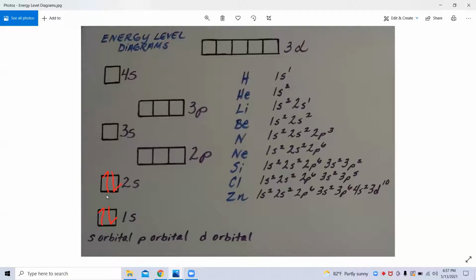Your guys's will probably look better than mine. But anyways, that's beryllium right here. That's your representation, all right? Now, moving right along here.